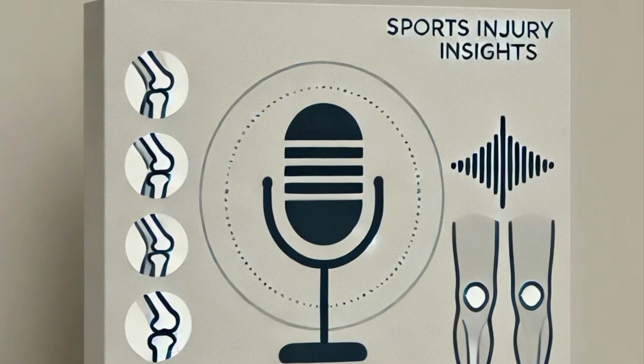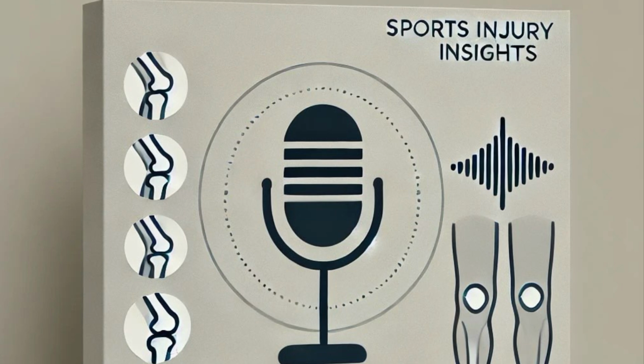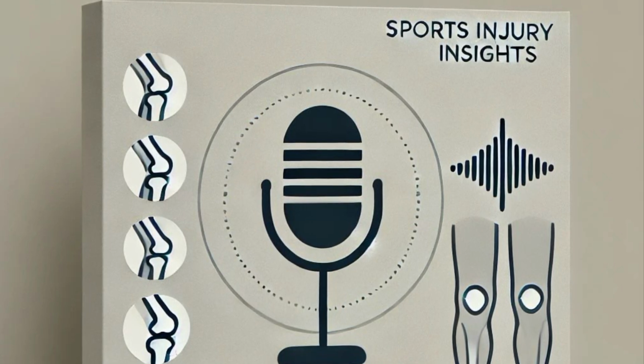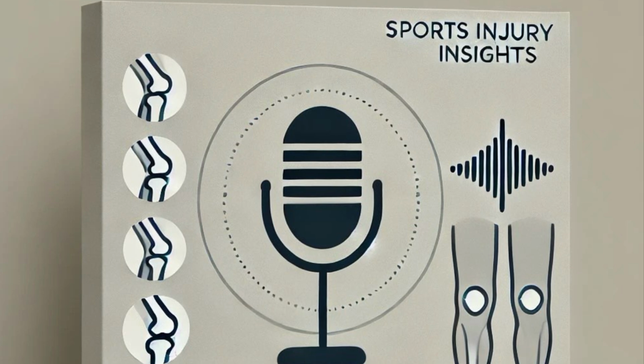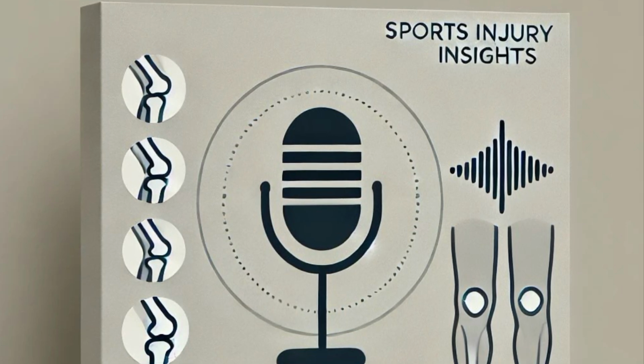But let's say someone does injure their knee. What happens then? How do doctors figure out which ligament is injured and how bad it is? So let's say we're on the sidelines of a basketball game and someone lands awkwardly after a jump shot. They grab their knee in pain. What happens next? You're right there with me.